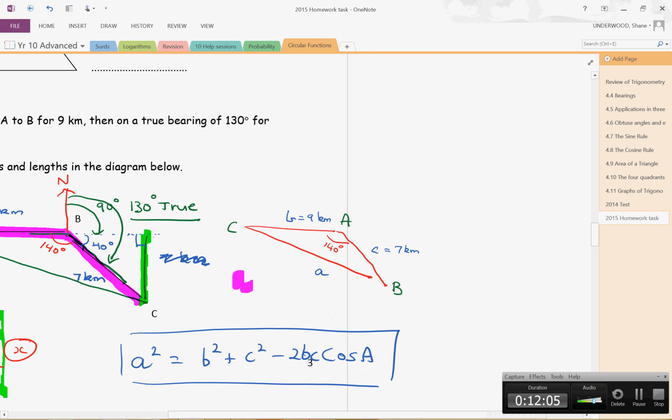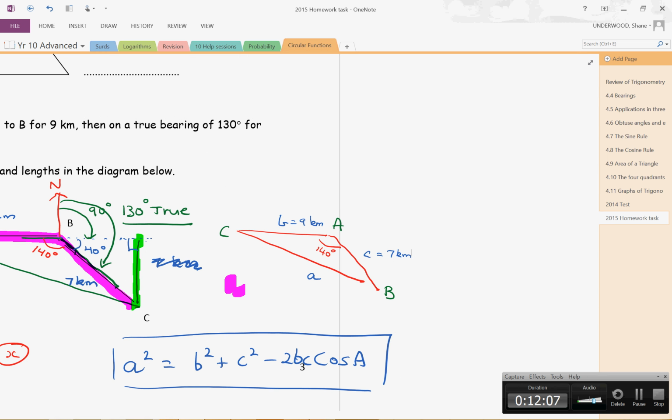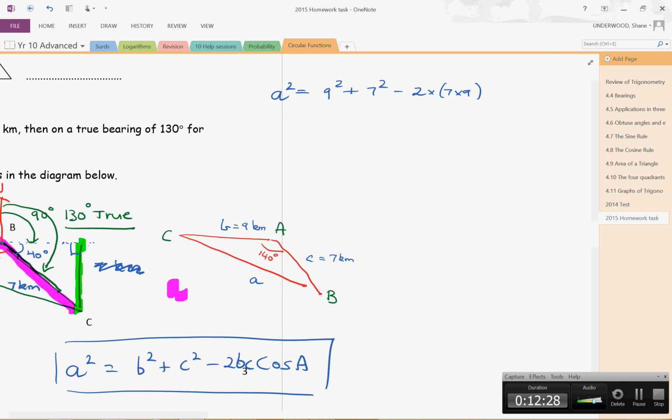So I'm going to do that up here. Let's write that out. A squared is what we're trying to find. A squared is that distance we're trying to find. It is equal to b squared, which is 9 squared, plus c squared, which is 7 squared, minus 2 times b times c, which is 7 times 9, times cos of 140 degrees.